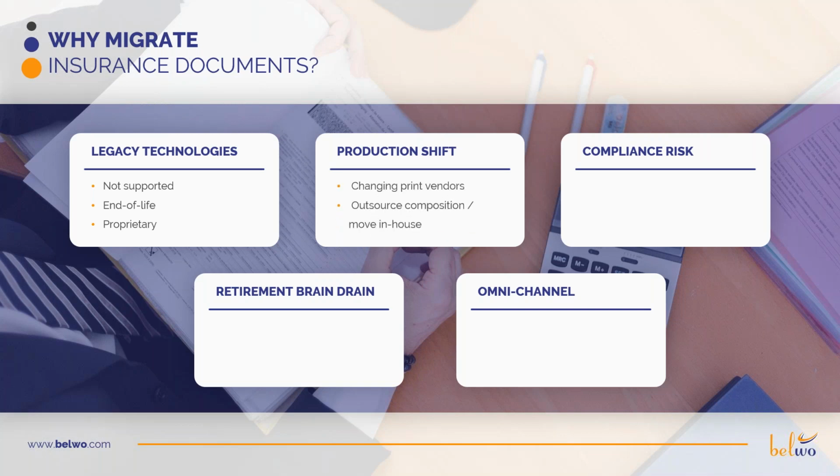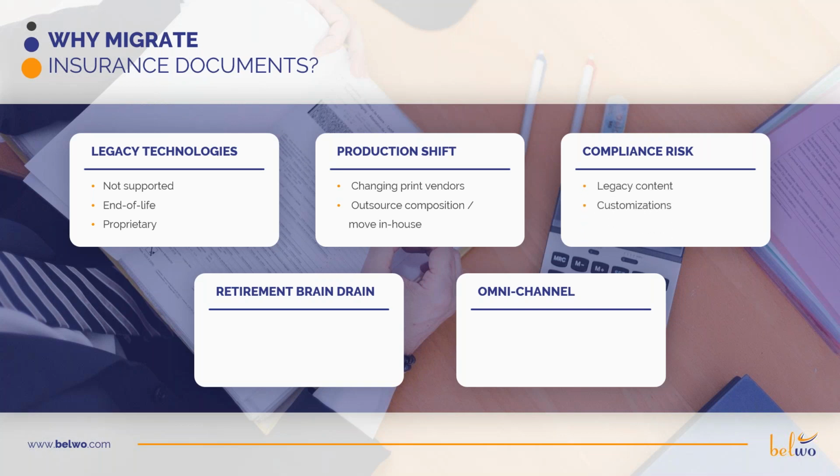A second reason we see migrations is a production shift. So you might be changing print vendors. You might decide that you want to outsource the actual composition of your print files themselves to a vendor, or possibly you want to bring in-house the composition of the actual print files themselves.